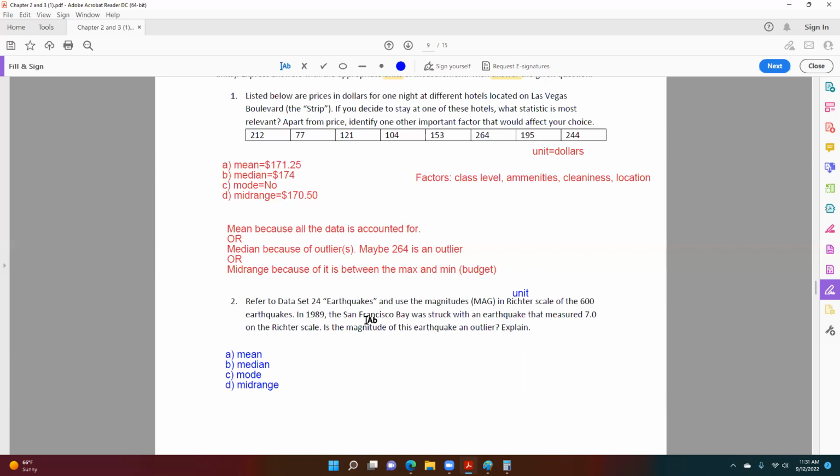Then in 1989, the San Francisco Bay was struck by an earthquake that measured 7.0 on the Richter scale. So is this magnitude of the earthquake an outlier? You figure it out and explain it.